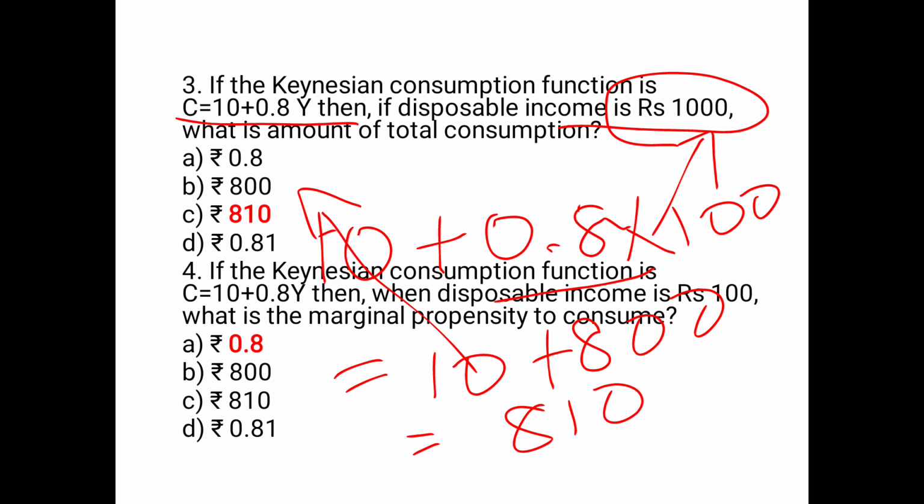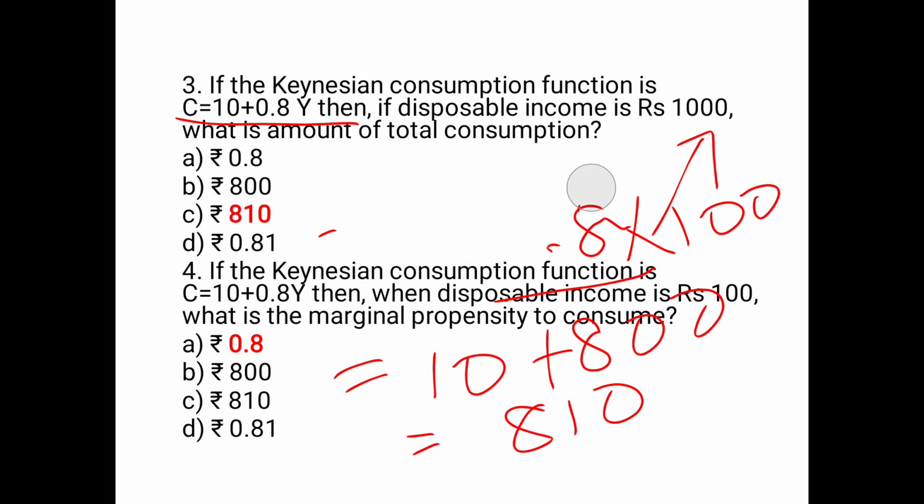Hope you have understood. Add the value of y, 1000, multiply that into 0.8, you will be getting 800. 800 plus 10 is 810. This is how you calculate.